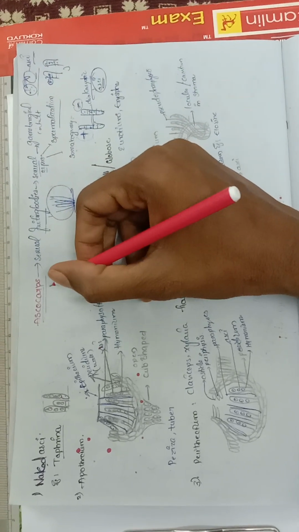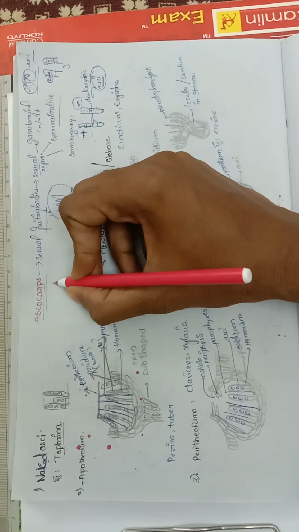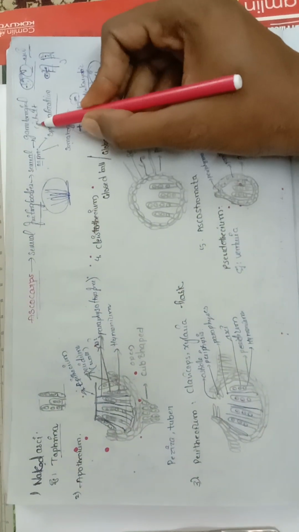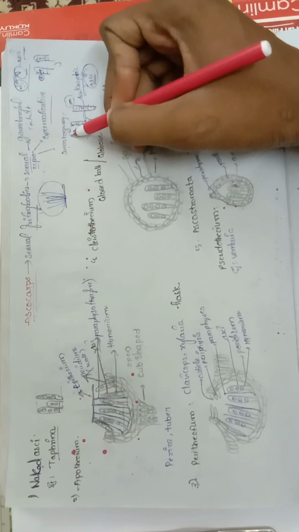Today we are going to discuss the different types of ascocarps. An ascocarp is nothing but the sexual fruiting body. It is produced through sexual reproduction, either through gametangial contact, spermatization, or somatogamy.